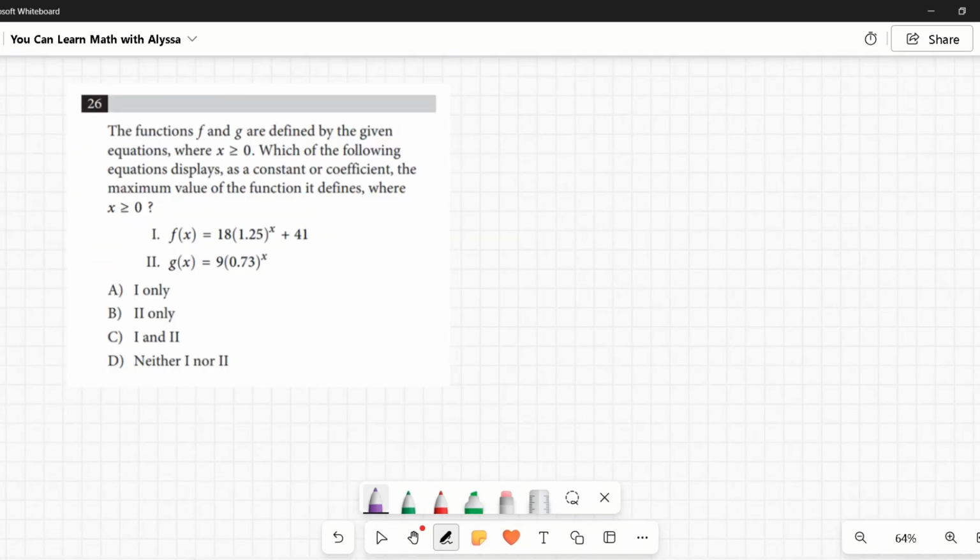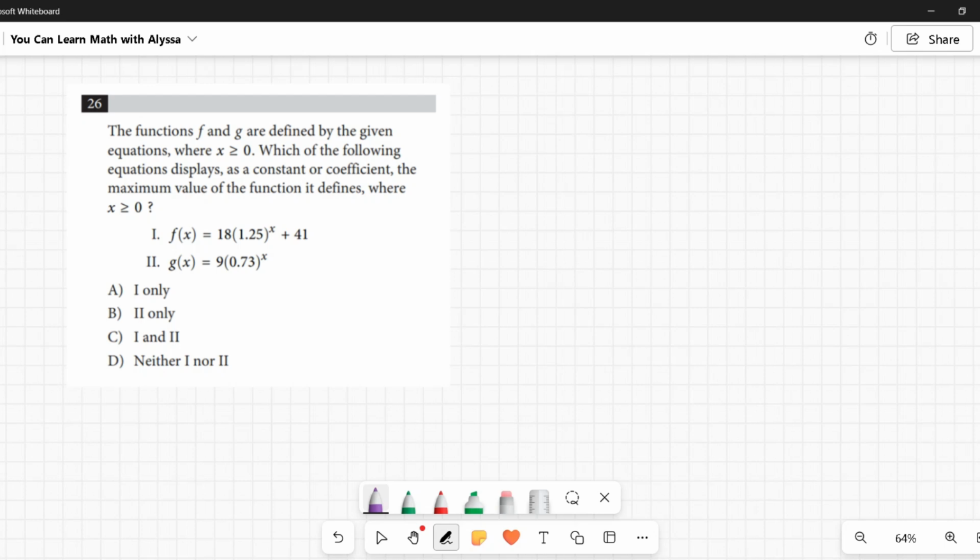Number 26. The functions f and g are defined by the given equations where x is greater than or equal to 0. Which of the following equations displays as a constant or coefficient the maximum value of the function it defines where x is greater than or equal to 0? We have function 1, f of x equals 18 times 1.25 to the power of x plus 41. And function 2, g of x equals 9 times 0.73 to the power of x.